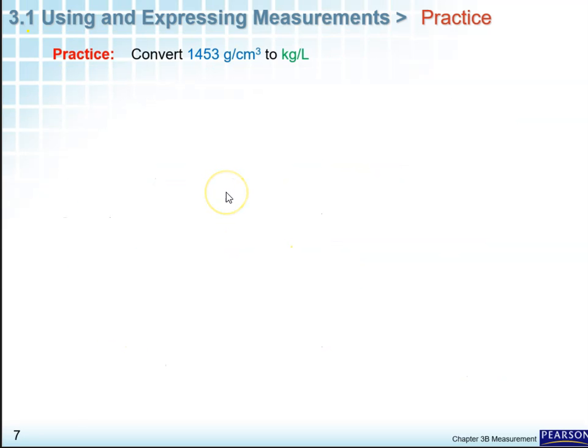Okay, let's try one more problem. This time we want to convert 1,453 grams per cubic centimeter to kilograms per liter. So again, we use ages. What is the question asking for? It's asking for kilograms per liter. What are we given? We're given 1,453 grams per cubic centimeter. Right, then our equalities will become our equation again. We need an equality between grams and kilograms. We need centimeters cubed and liters. There's a relationship there. And it looks pretty scary, so let's break it down step by step.